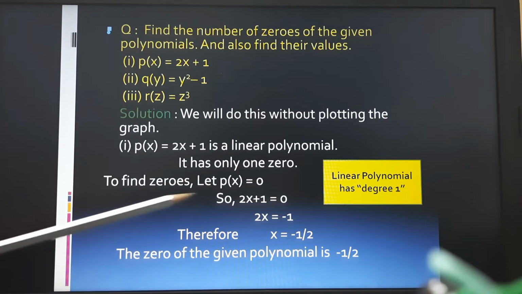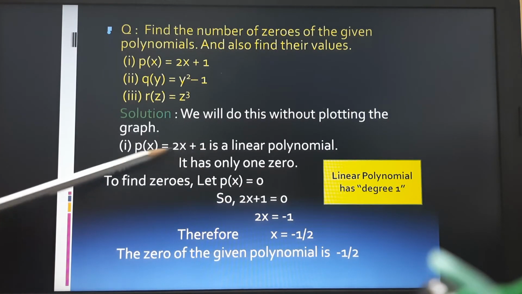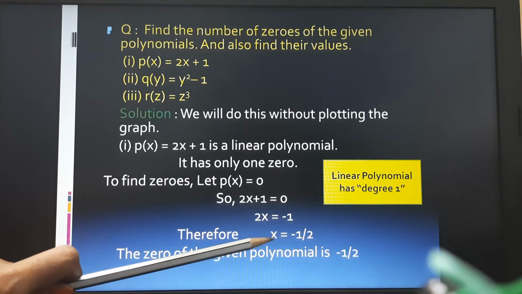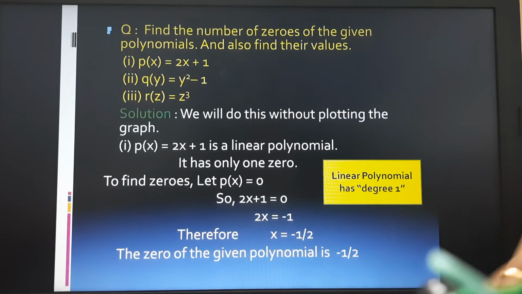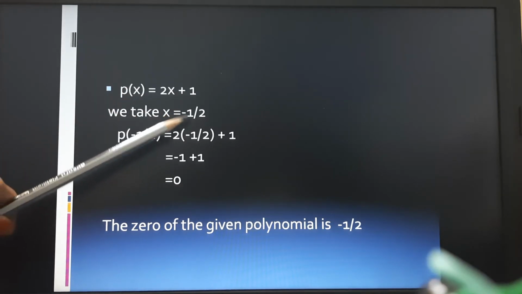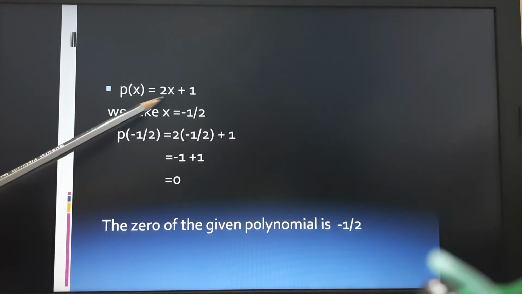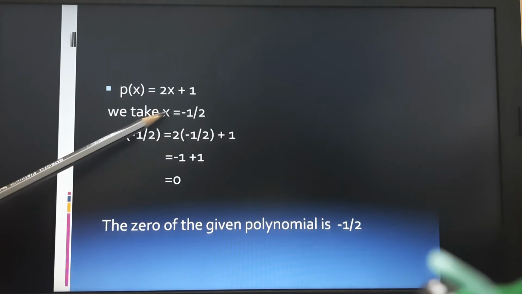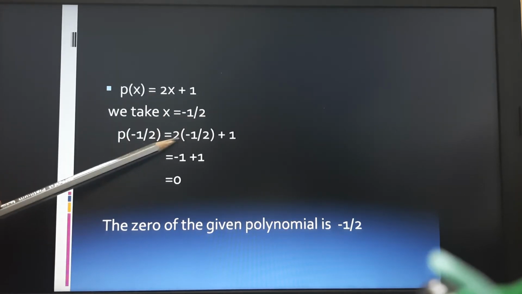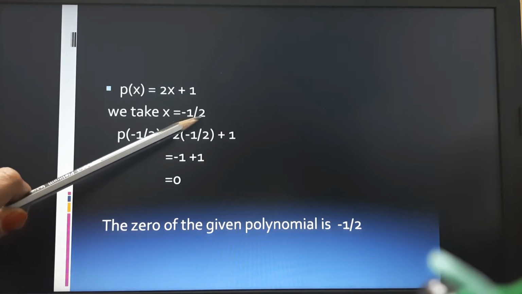Just what we have done, we have equated the given polynomial p of x to 0 and we got the value of x here. So you might be thinking, is it right? We will check it. As you know, to find the 0 of a polynomial, we substitute the value, right? Here we got x is equals to minus 1 by 2. We substitute this value in the given polynomial, right? So 2 into, in x place we have to put minus 1 by 2.